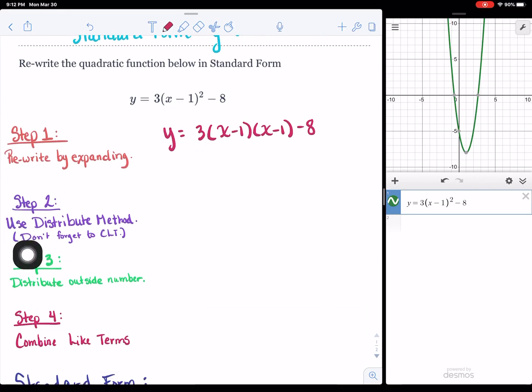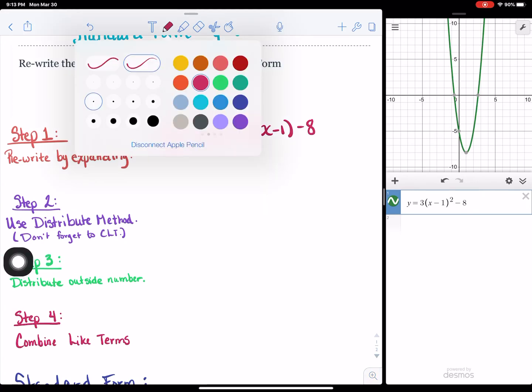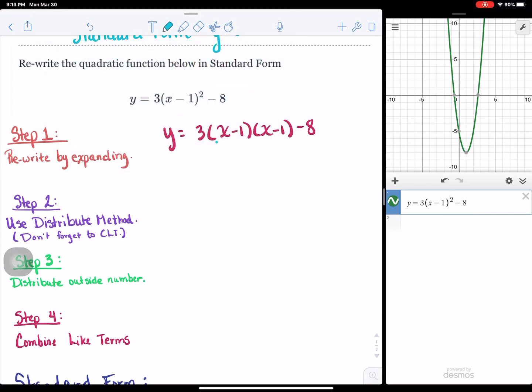Step number 2. We learned how to use the distributing method, and we also learned how to do the box method. This is up to you which one you prefer, but I am going to show the example using the distributing method. I am going to take my first term and distribute it to everything in the second set of parentheses. So x times x gives us x squared. x times negative 1 gives us negative 1x.